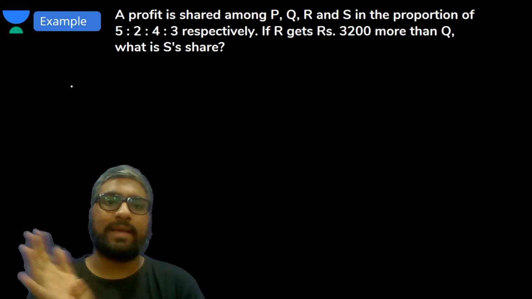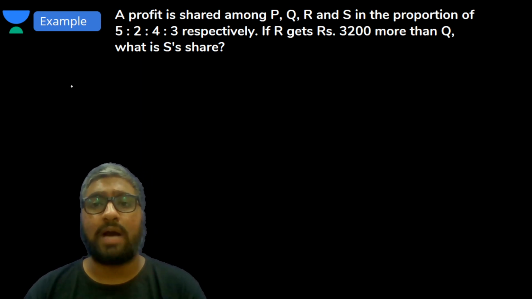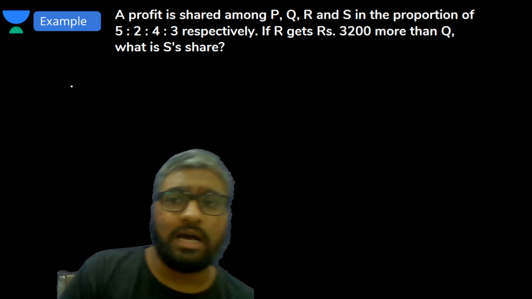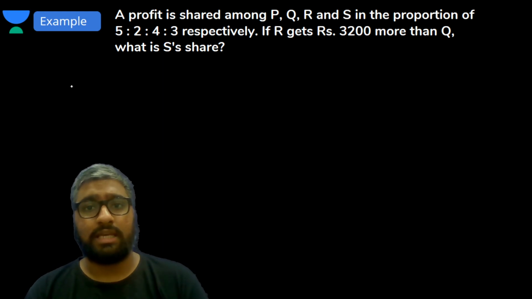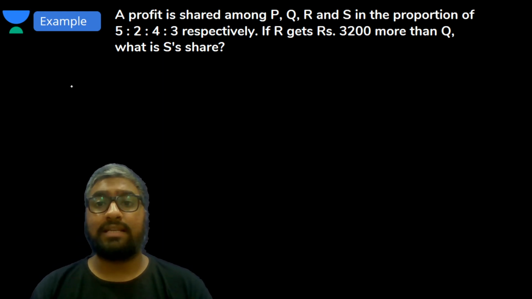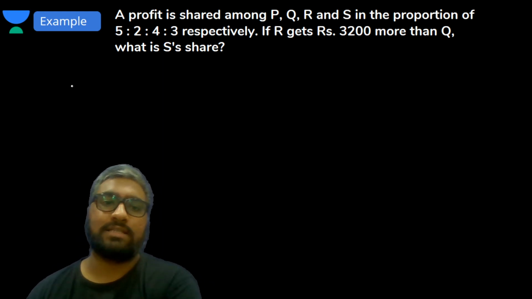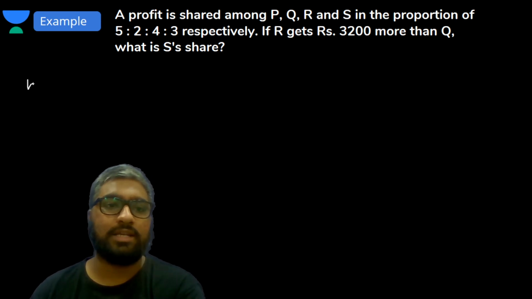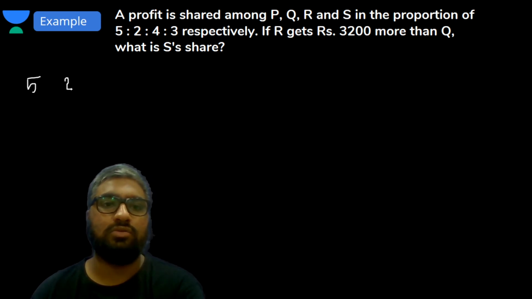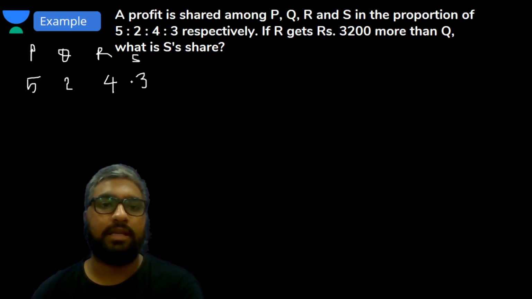Yes, so here is the question. A profit is shared among P, Q, R, S in the proportion 5:2:4:3. If R gets 3200 more than Q, what is S's share? So what is their ratio? 5:2:4:3. And who are they? P, Q, R and S. Great.